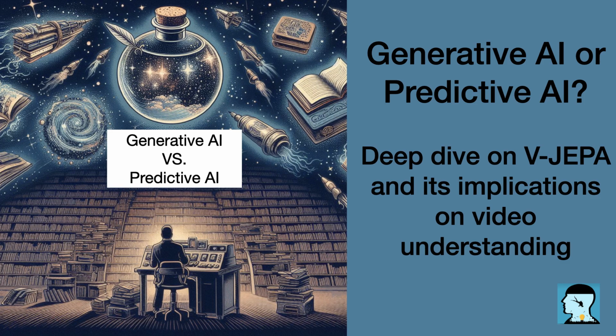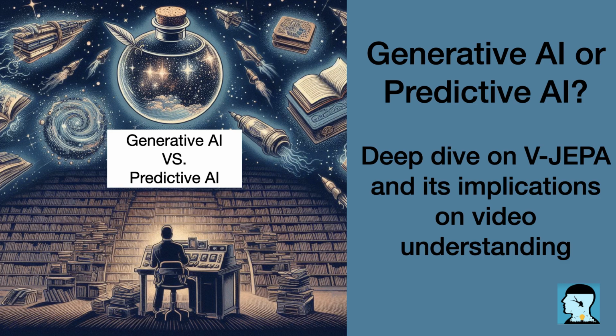Can you further elaborate on the benefits of using a transformer encoder architecture in V-JEPA for video prediction? V-JEPA uses a transformer encoder architecture for video prediction because it allows the model to capture long-range dependencies and relationships within the video data.